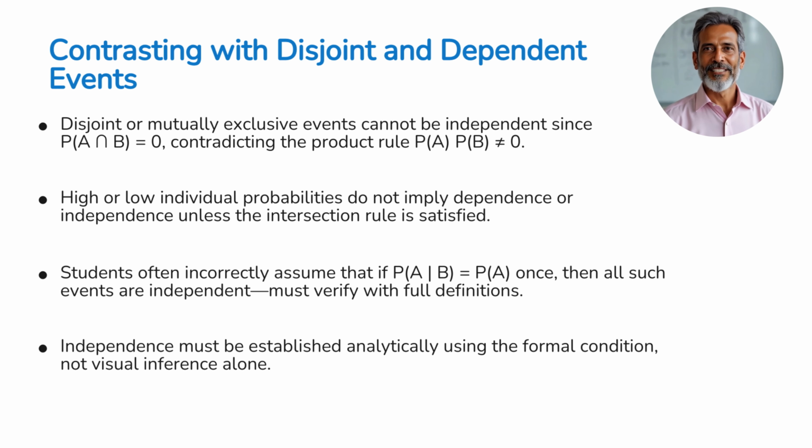Next, remember that the size of individual probabilities doesn't tell us anything about dependence or independence. Even if P of A is very high or very low, that alone doesn't decide independence. The intersection rule must be satisfied. Another common misconception. Students often assume that if P of A given B happens to equal P of A in one situation, then the events must be independent. But this must be checked using the full definition, not just a single observation. Finally, independence must always be established analytically, using the formal condition P of A intersection B equals P of A multiplied by P of B, not based on visual intuition or assumptions.